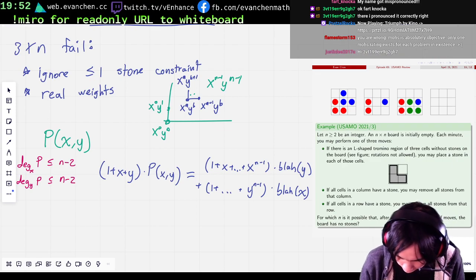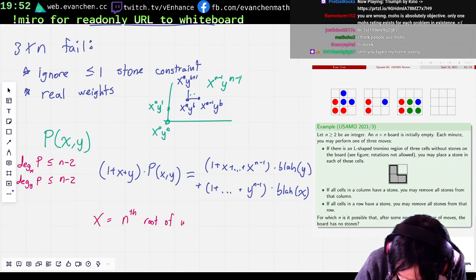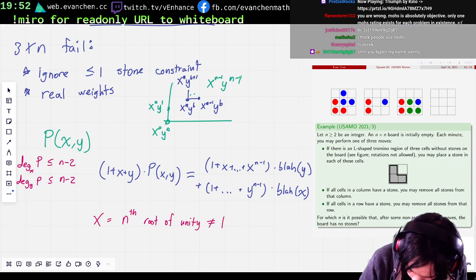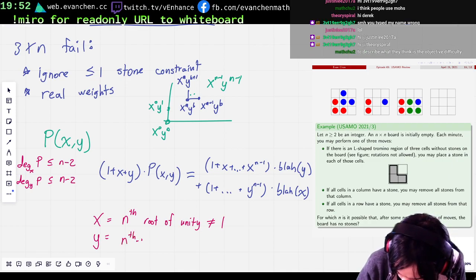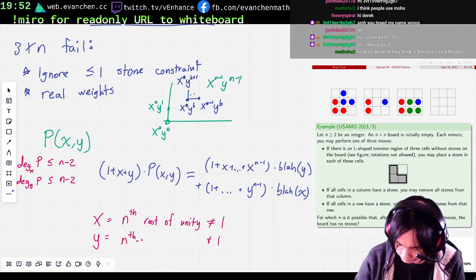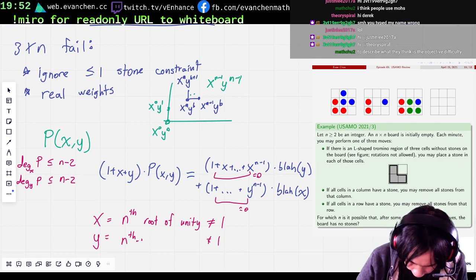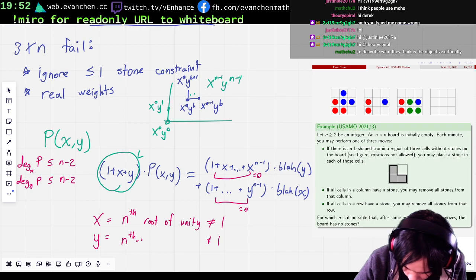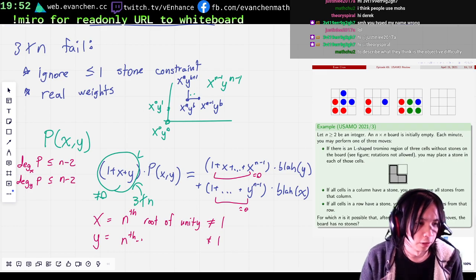Okay, so what we're going to do is plug in x equals nth root of unity, which is not equal to 1. y is also equal to the same thing. So when I plug in such a number, this thing equals 0 and this thing equals 0. Also, because 3 doesn't divide n, this thing is never 0, because the only way you can have 3 roots of unity that sum to 0 is if they're an equilateral triangle or whatever.